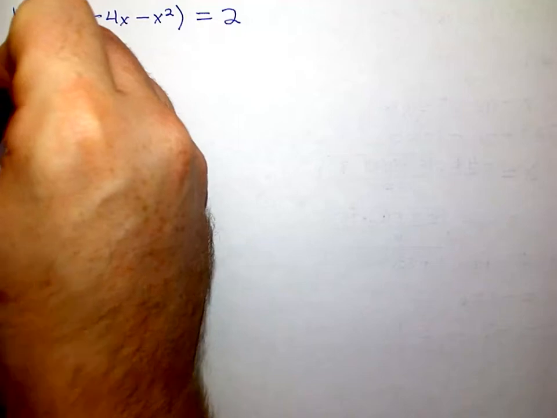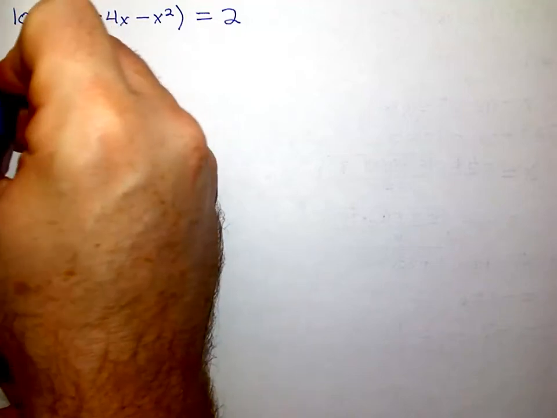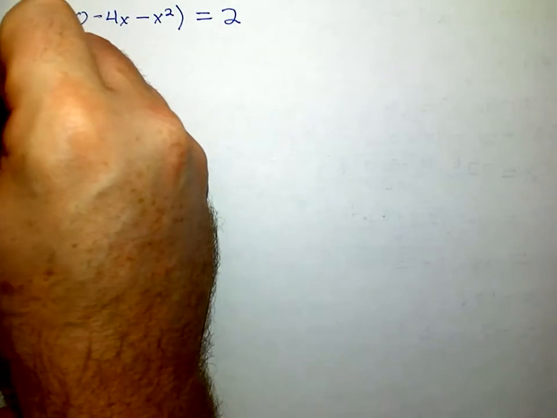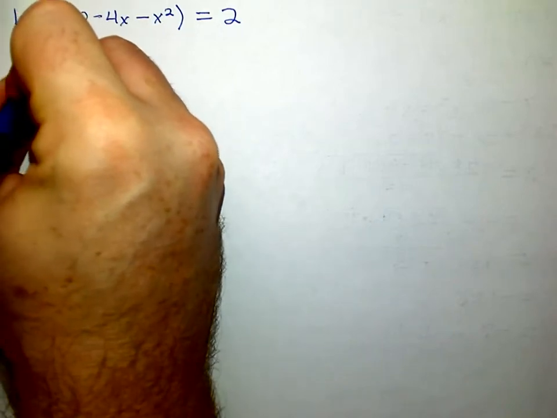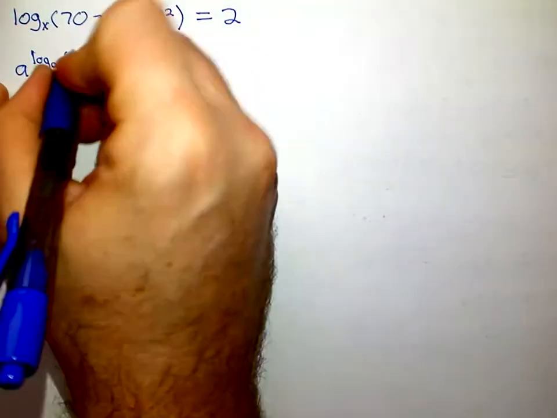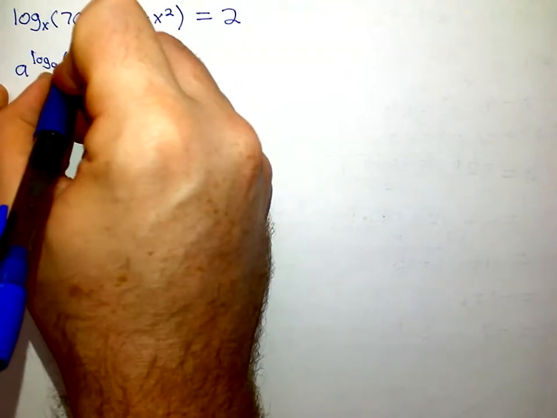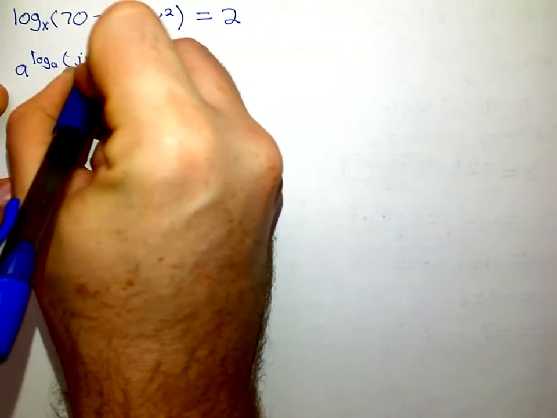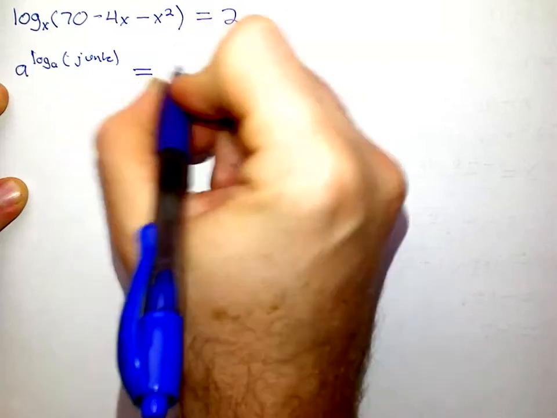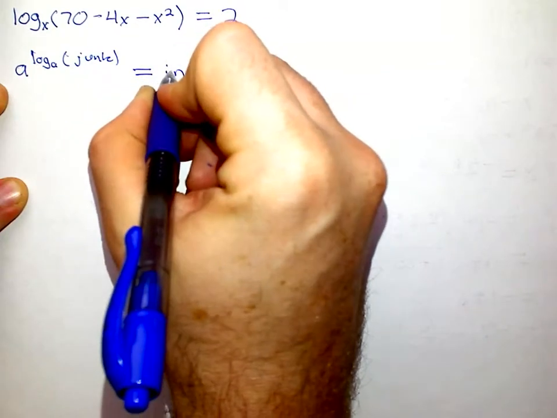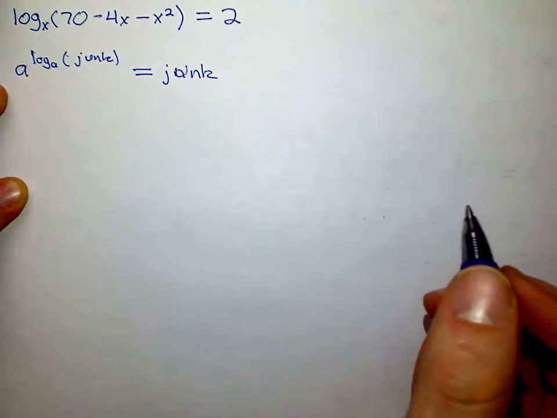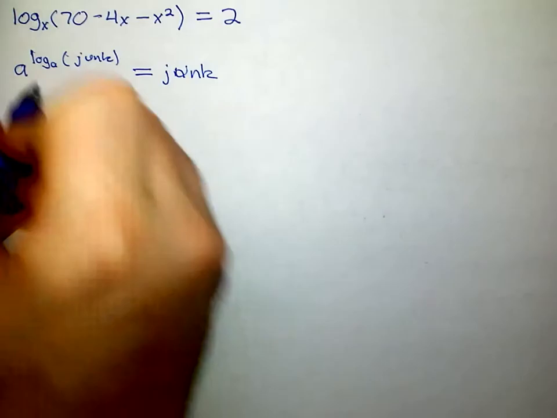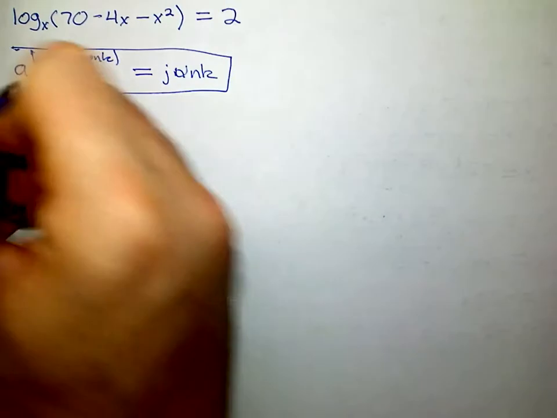Now the thing to remember here is, by just the definition of what a log is, if I take a to the log base a of anything, we'll just call it junk, we just get the junk spit back at us. So now we can go through and solve this equation this way.